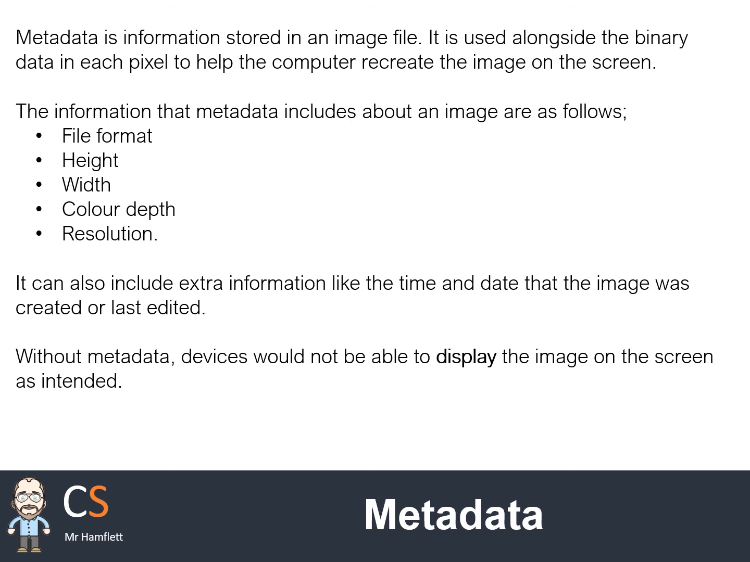We can also have extra information such as the date and time the image was stored, the location it was created in, the author, when it was last edited, and this information is again stored with the picture. Without this metadata, devices, when they load this picture up, wouldn't be able to display it correctly because it wouldn't know exactly how to represent each pixel. Because images come in different shapes and sizes and color depths and things like that, we must have this information stored.